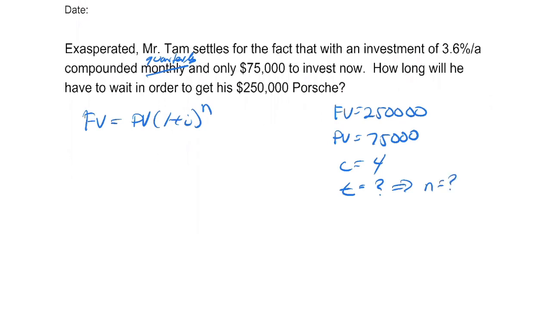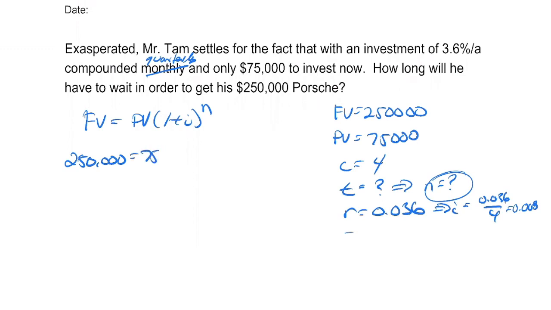Because remember, n was t times c. The other thing we do know is our rate is 0.036 still. So that implies that my i is 0.036 divided by 4, which is 0.008. So really our unknown here that we need to figure out first, before we figure out time, is n. So here we take the future value, $250,000, is equal to 75,000 times (1 plus 0.008) all to the power of n.